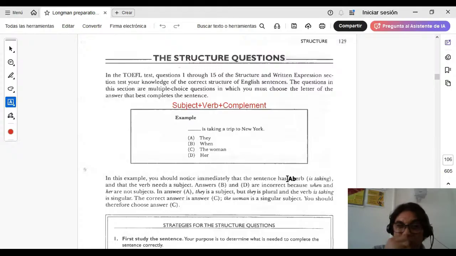So here we have obviously the verb in a continuous form, present continuous, if I'm not mistaken. Here, at this point, I'm taking a wild guess as a person being examined. So I analyze. Consider the choice is taken trip to New York. Based on this information, I have a verb and a complement, but there's no subject.